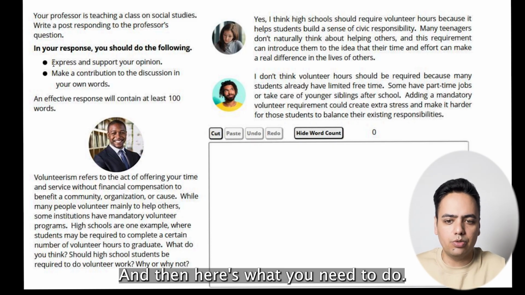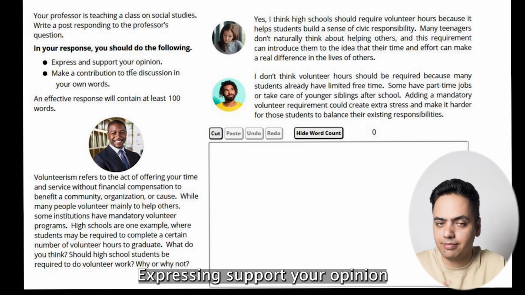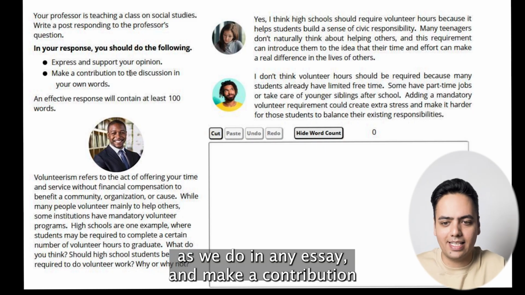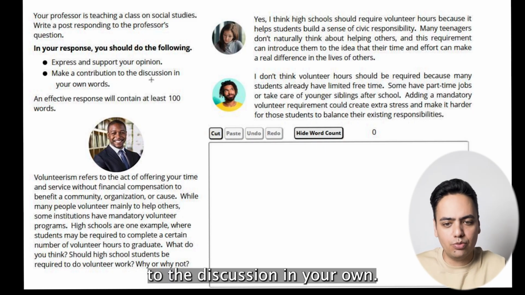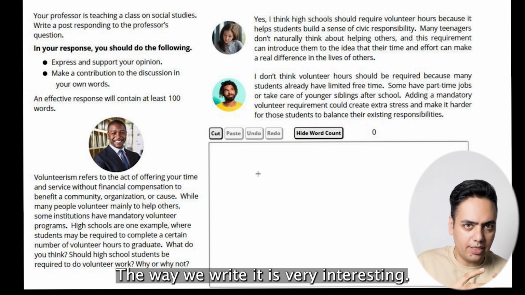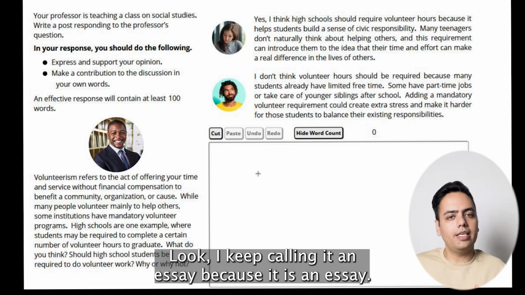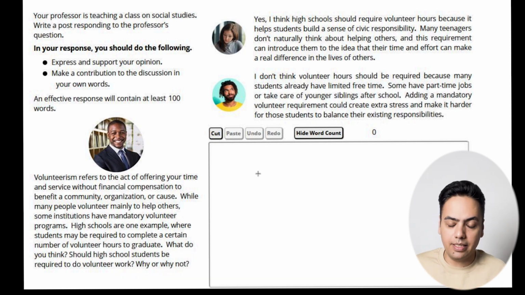And then here's what you need to do: express and support your opinion, as we do in any essay, and make a contribution to the discussion in your own way. The way we write it is very interesting. Look, I keep calling it an essay because it is an essay.